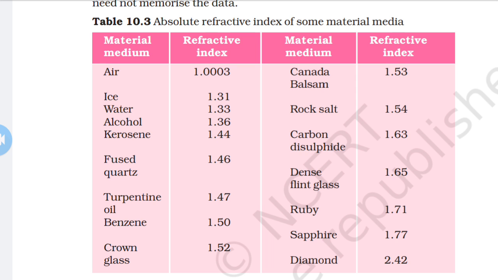The speed of light is higher in an optically rarer medium than in an optically denser medium. A ray of light traveling obliquely from an optically rarer medium to an optically denser medium slows down and bends towards the normal at the point of incidence, while when it travels from an optically denser medium to an optically rarer medium, it speeds up and bends away from the normal at the point of incidence.